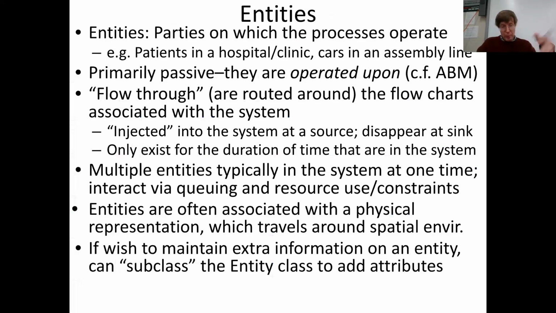So here, there's typically multiple entities flowing through, right? They're queuing up and awaiting resources. The fact that you're in the X-ray machine now means that I have to wait, or in the CAT scan now means I have to wait. The fact that I may have a nurse now assigned to me means that you may not yet have one assigned to you. The fact that I have a bed assigned to me in the ER means maybe you're still waiting in the seats. Entities are often associated with the location and physical representation, which travels around. We've seen that.